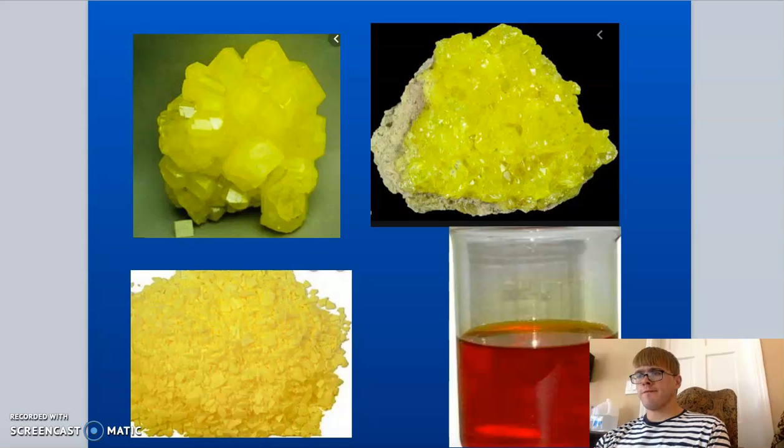Sulfur comes in different forms. At room temperature, it is a yellow solid. Here it is in the powdered form. The luster is dull and earthy, and if you melt the powder and let it cool, it crystallizes like this. Then, here we have liquid sulfur, which appears to be blood red.